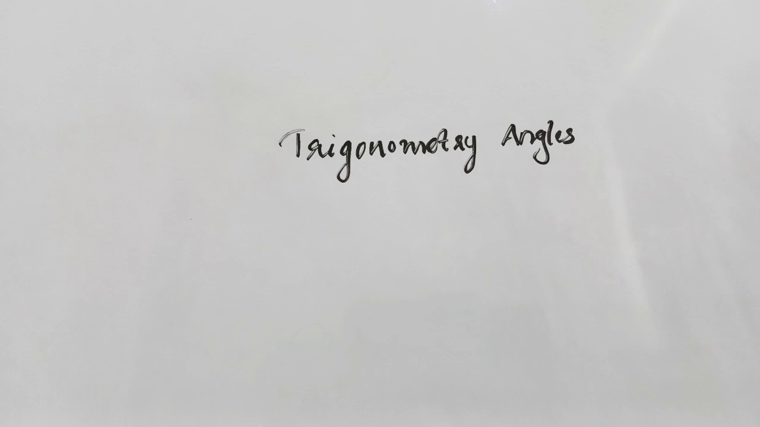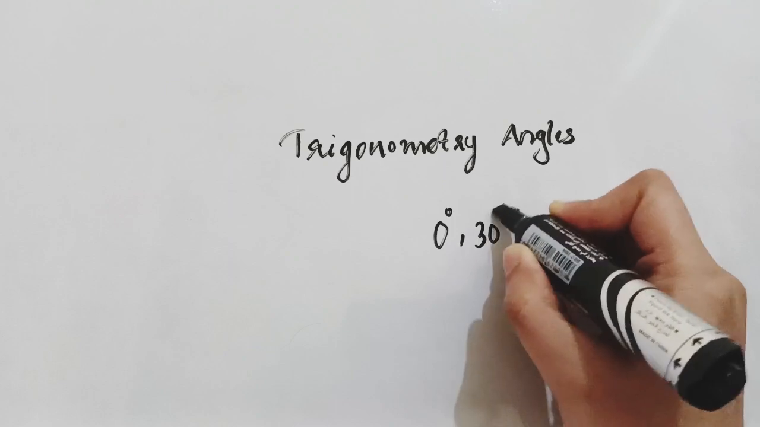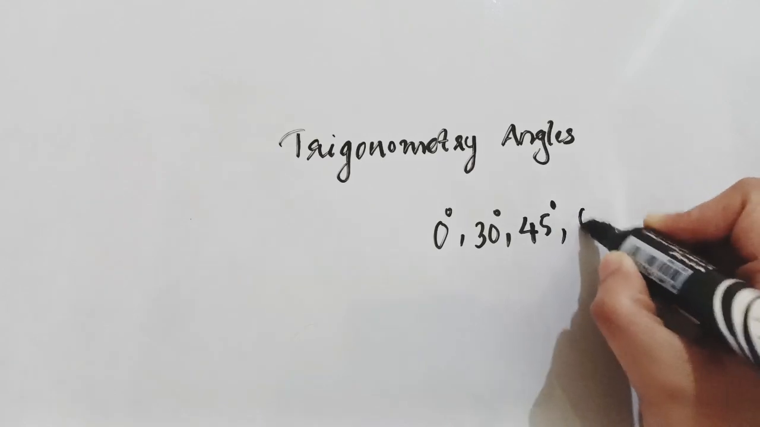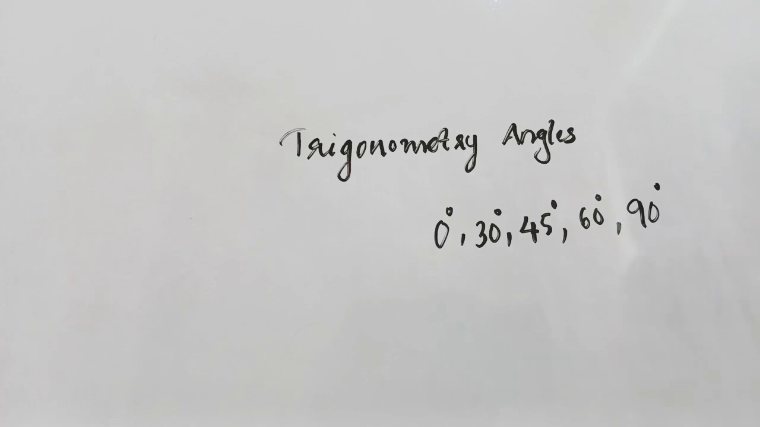Next topic, trigonometry angles. Trigonometry angles which are commonly used in trigonometric problems are 0 degree, 30 degree, 45 degree, 60 degree and 90 degree. The trigonometric ratios such as sine, cosine and tangent of these angles are easy to memorize. We will show the table where all ratios and respective angle values are mentioned. We can write the table below.